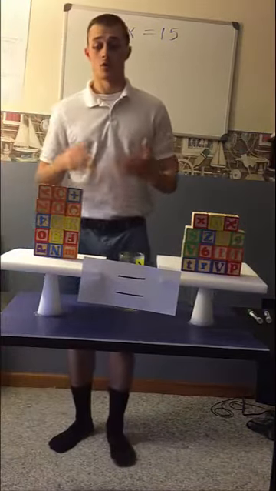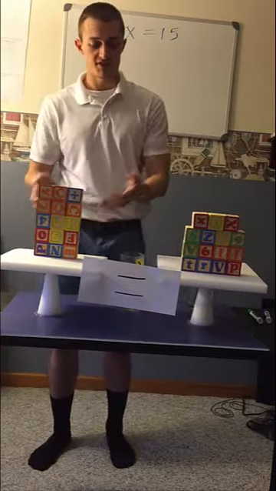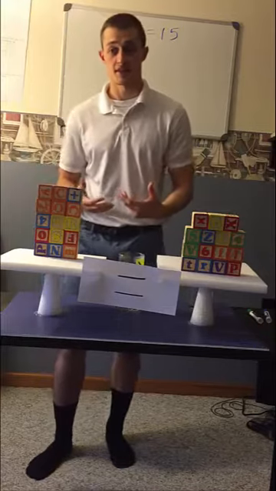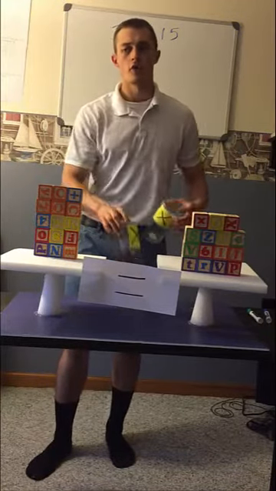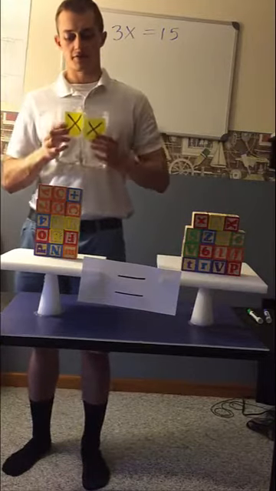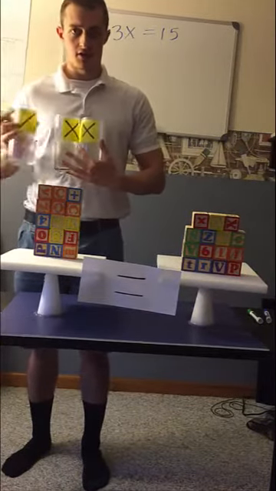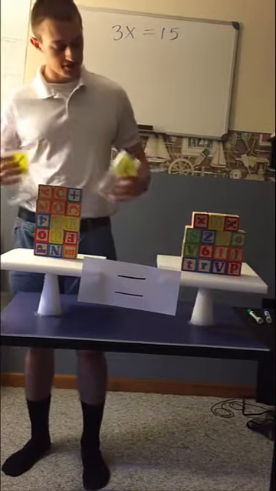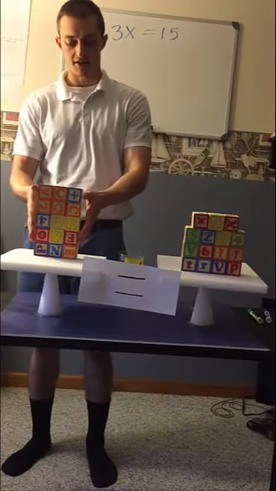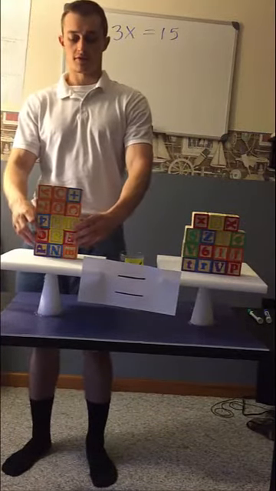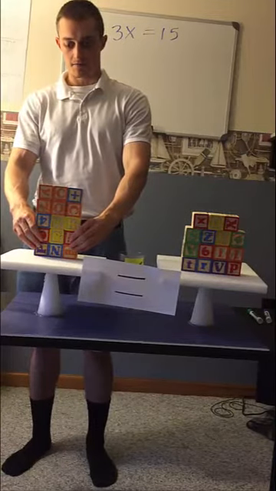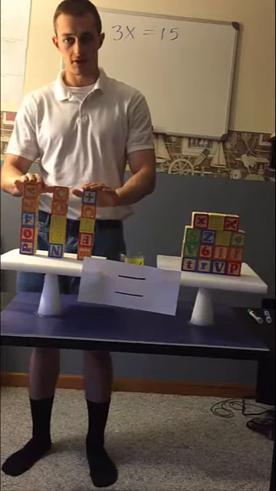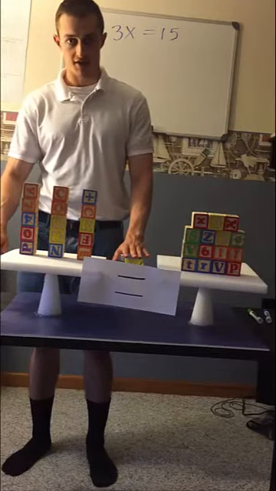I'm going to start by emptying my blocks out. Now, just like before, in order to make sure that each side of the scale was in balance, if I had 15 blocks on this side, I still needed 15 blocks on this side. And I know that somehow I have to fit all of these 15 blocks into 3 x's. You see here that I have a stack of 15 blocks, and I'm going to divide that stack of 15 blocks into 3 groups so that I can fit my total 15 blocks into 3 x's.